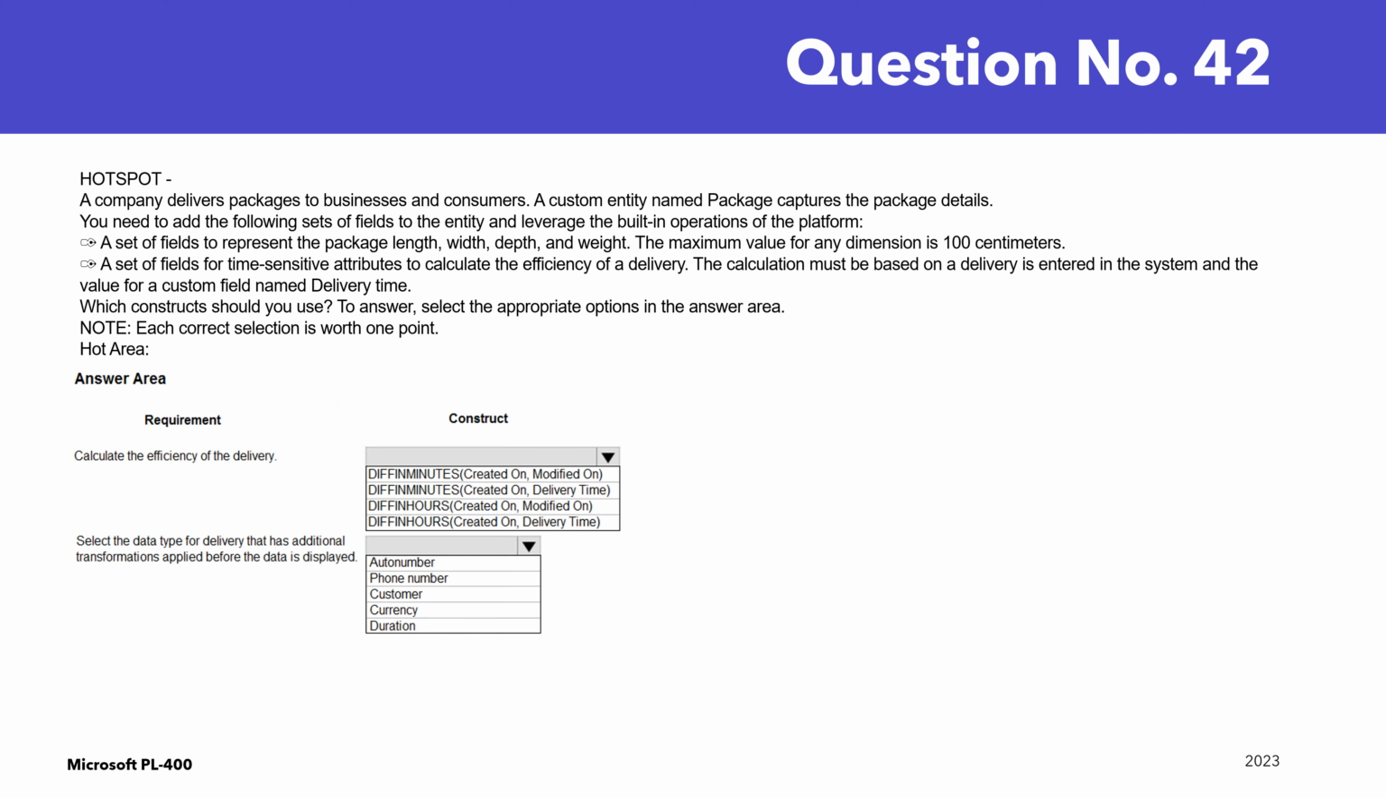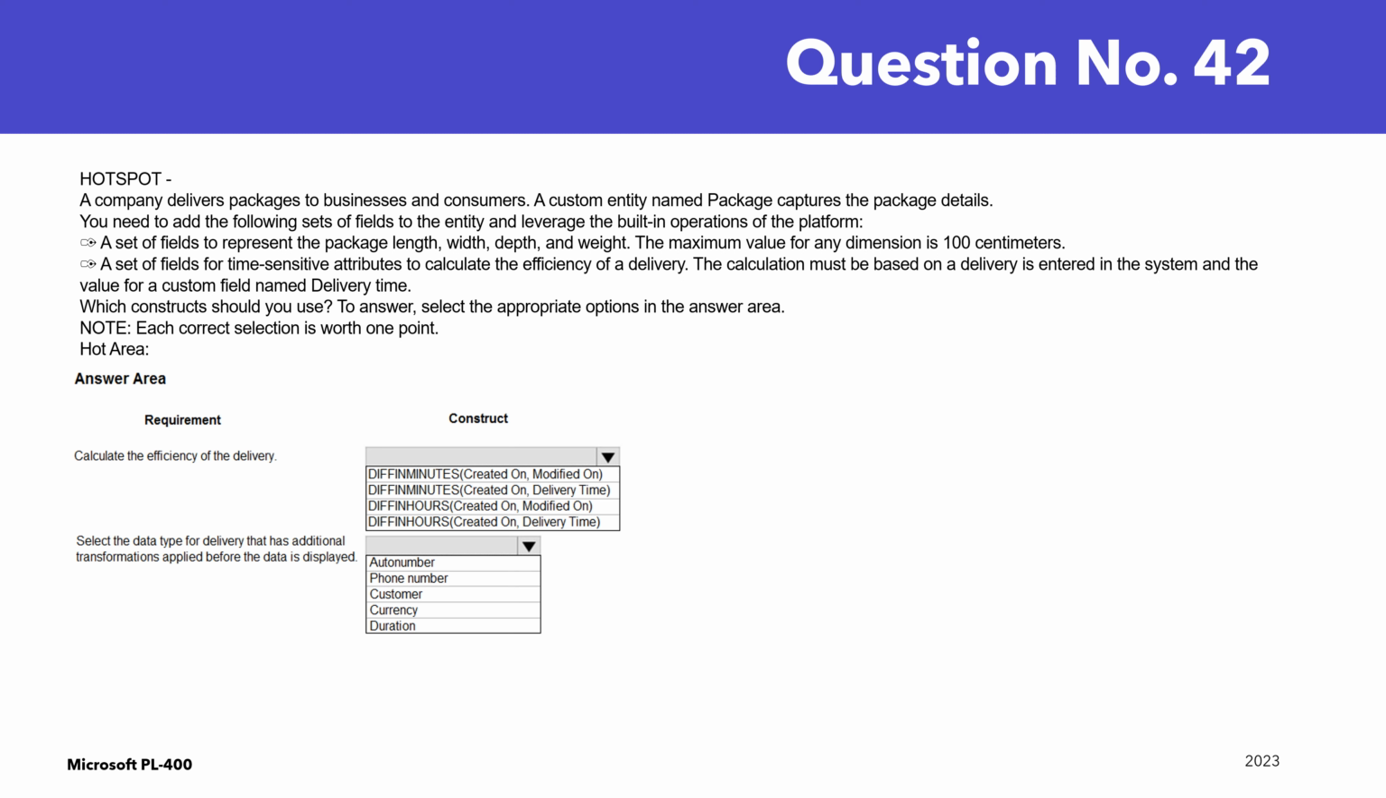A company delivers packages to businesses and consumers. A custom entity named package captures the package details. You need to add the following sets of fields to the entity and leverage the built-in operations of the platform: a set of fields to represent the package length, width, depth, and weight. The maximum value for any dimension is 100 centimeters.